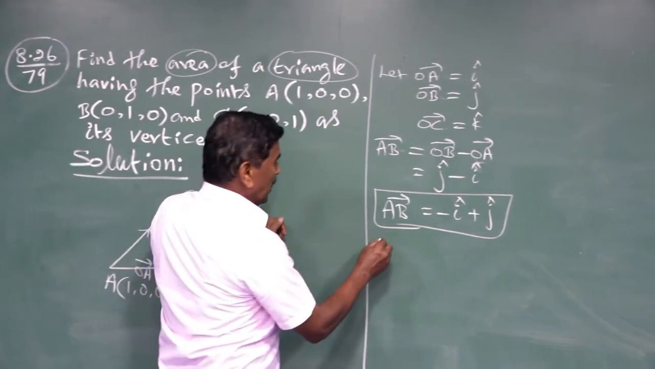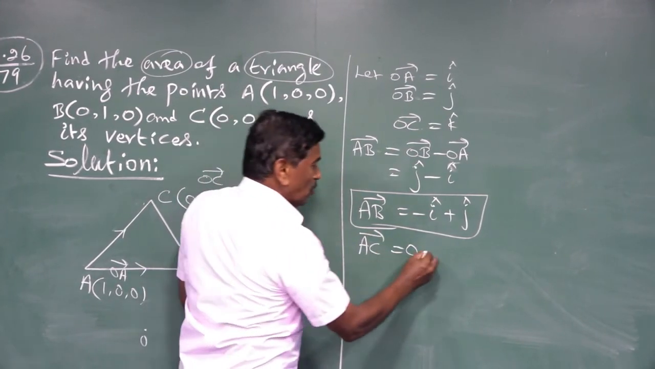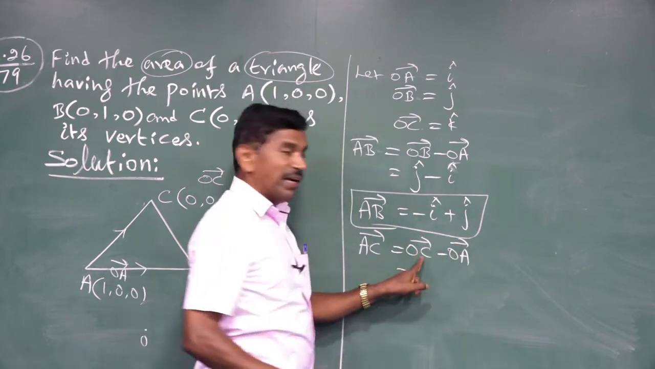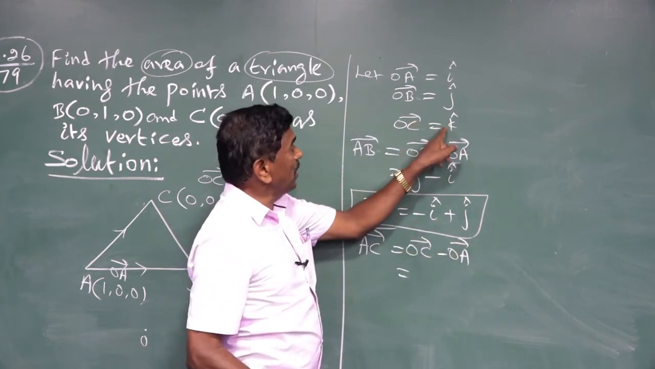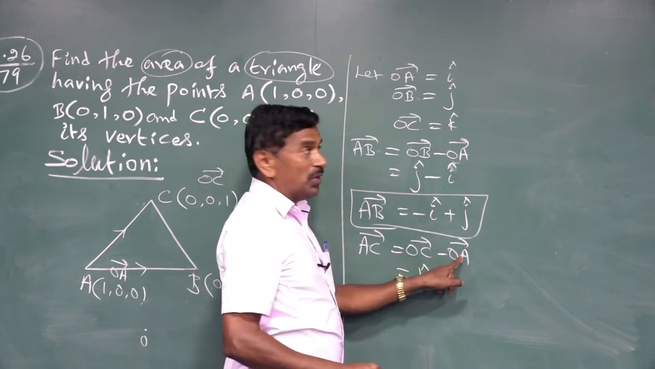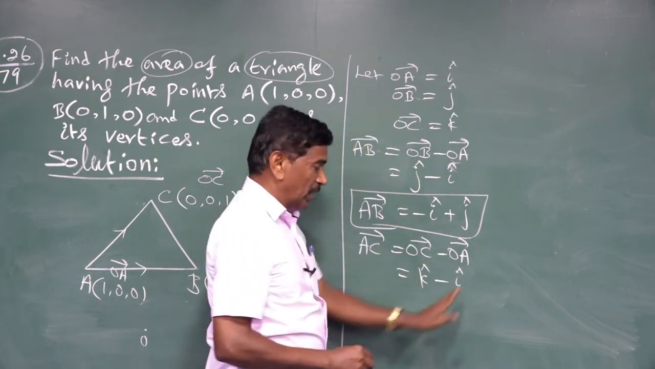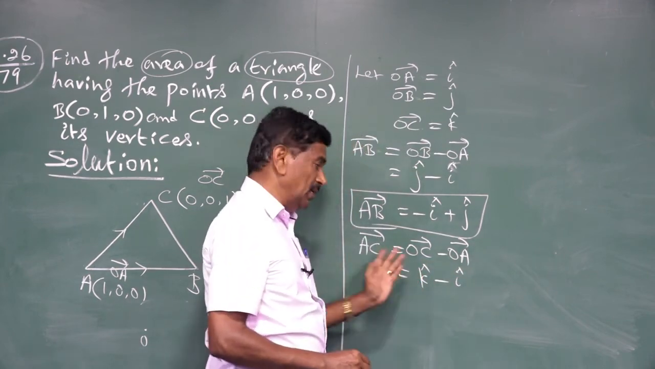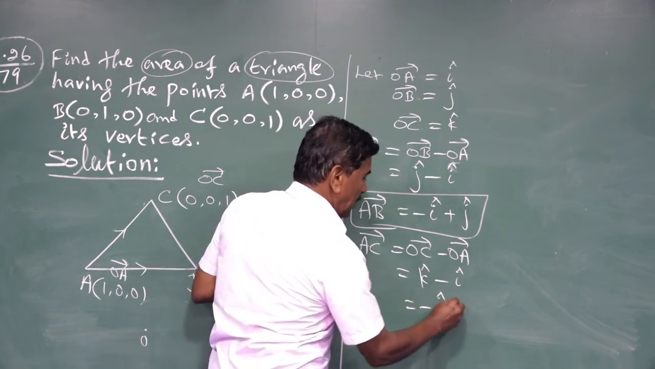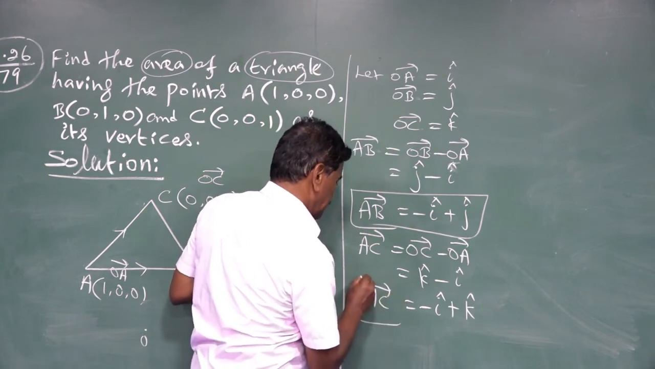Now, listen. AC vector is equal to second minus first: OC vector minus OA vector. OC vector is K cap, minus OA vector, which is I cap. Write in alphabetic order: I, J absent, then you write K. So AC vector is equal to minus I cap plus K cap.